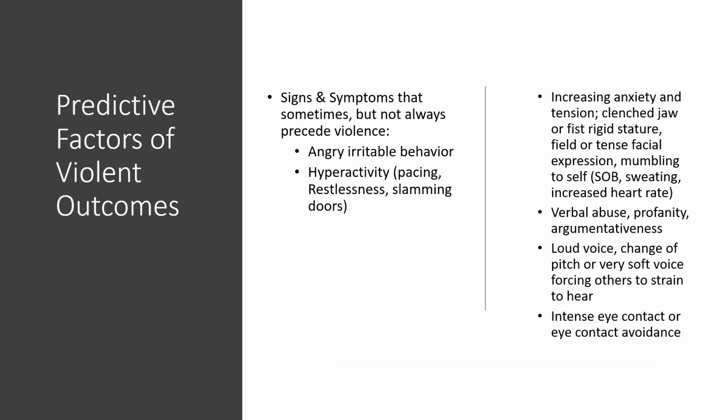When we look at signs and symptoms that might be predictive factors of an outcome becoming violent, we have to look at the signs and symptoms, but also the things that precede them. So they could have angry, irritable behavior. They can be hyperactive, engaging in pacing, restlessness, slamming of doors. We have to look at their anxiety levels, look at what their body is putting outward.